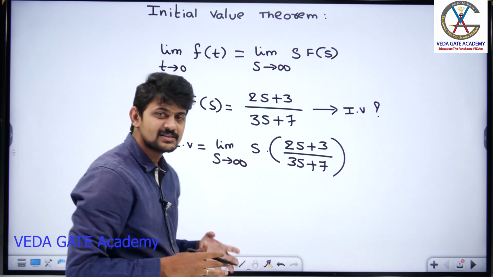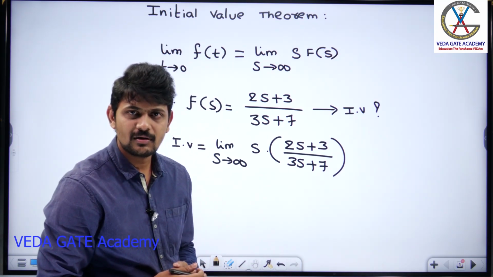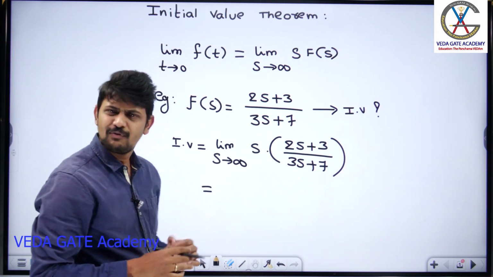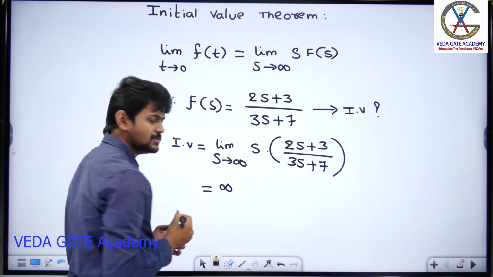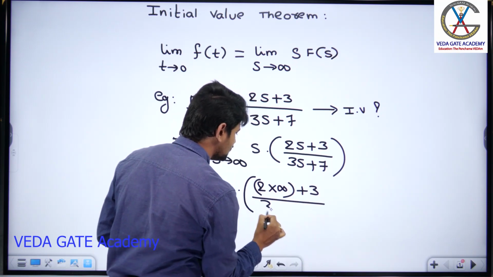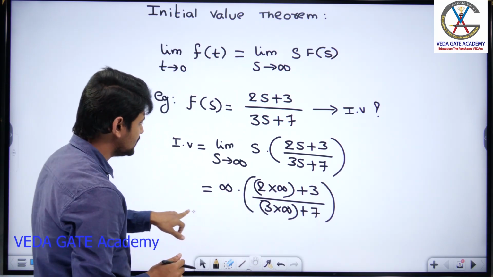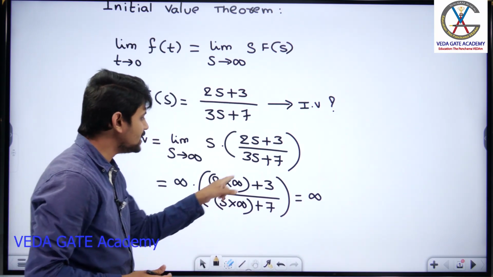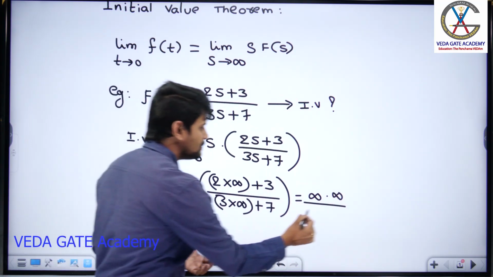Now the next question that comes to our mind is how to replace s with infinity. Can I directly replace s with infinity? No, never. What will happen if I replace s with infinity? We'll see. Suppose I don't know how to replace s with infinity, I am not a bright student, I will directly replace s with infinity. So if we replace s with infinity, infinity into 2 into infinity plus 3 divided by 3 into infinity plus 7, right? Now can you tell me, guys, here already infinity is there. So infinity into, what is 2 into infinity? Infinity. Infinity plus 3 is how much? Infinity plus something is infinity, divided by 3 into infinity, infinity plus 7 is infinity.